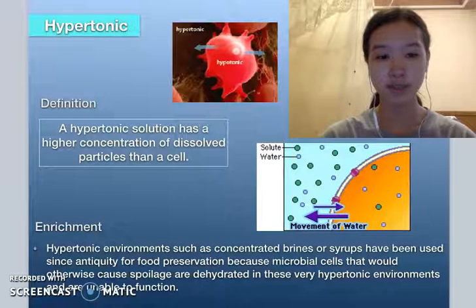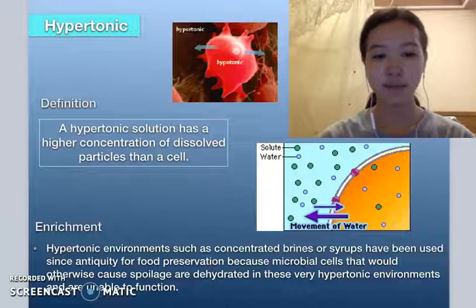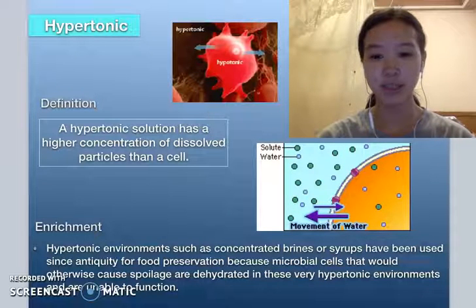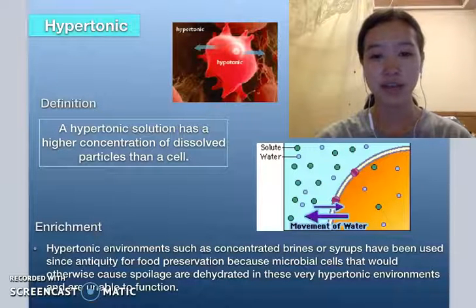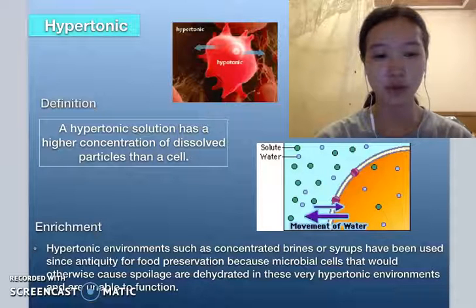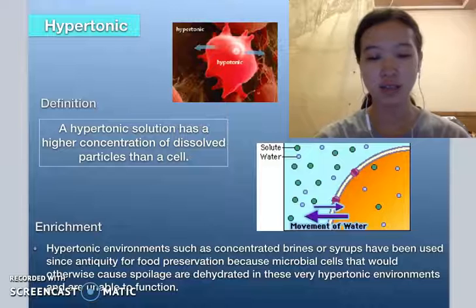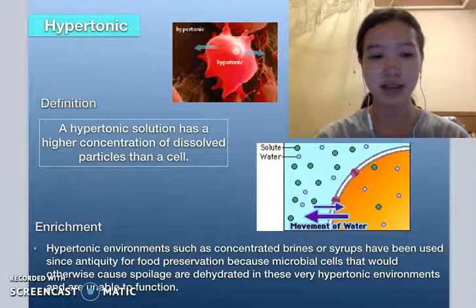For enrichment, hypertonic environments such as concentrated brines or syrups have been used since antiquity for food preservation, because microbial cells that would otherwise cause spoilage are dehydrated in these very hypertonic environments and are unable to function.